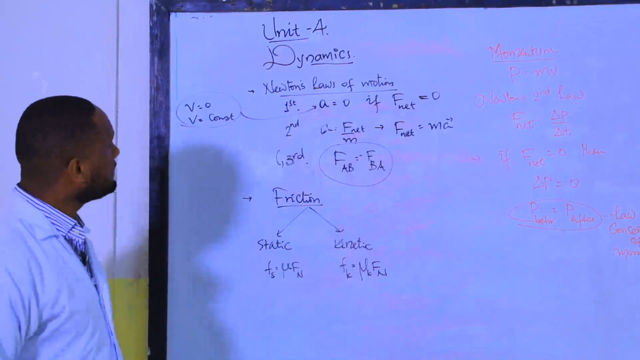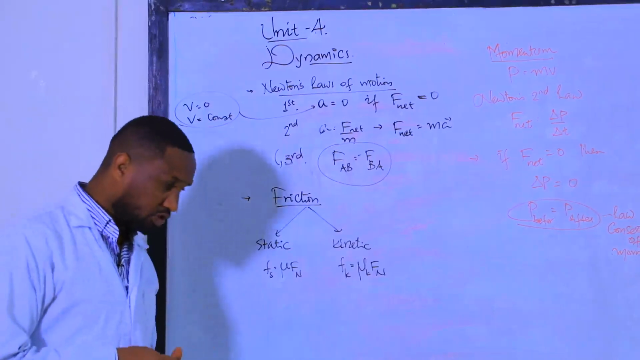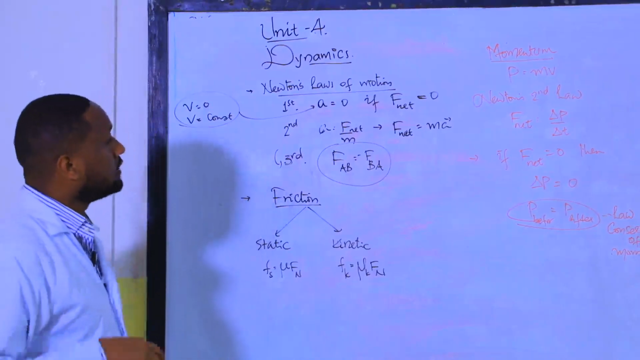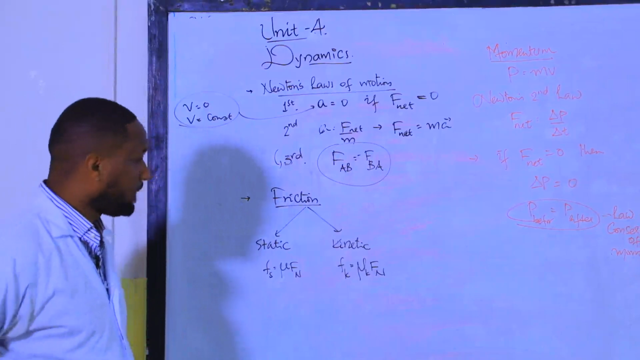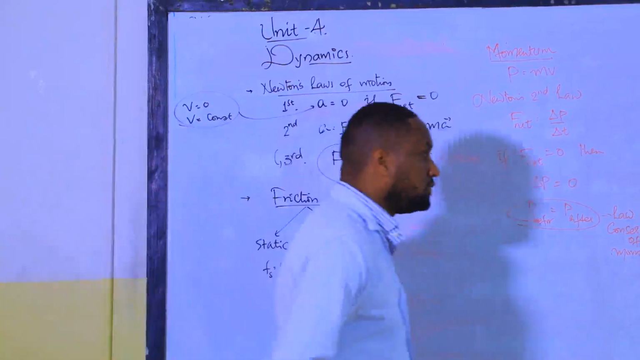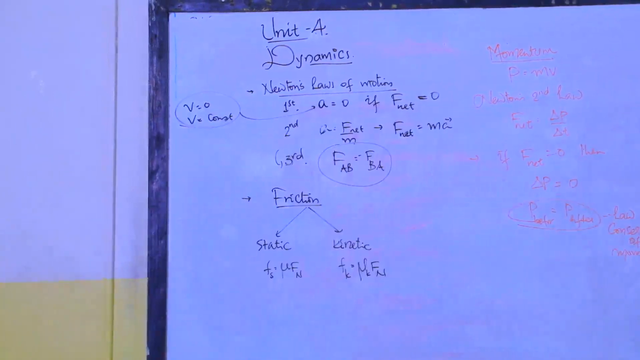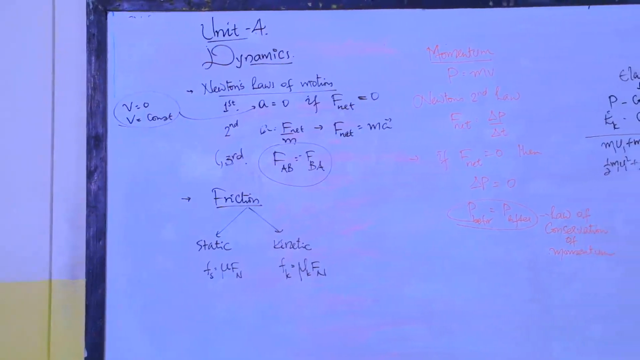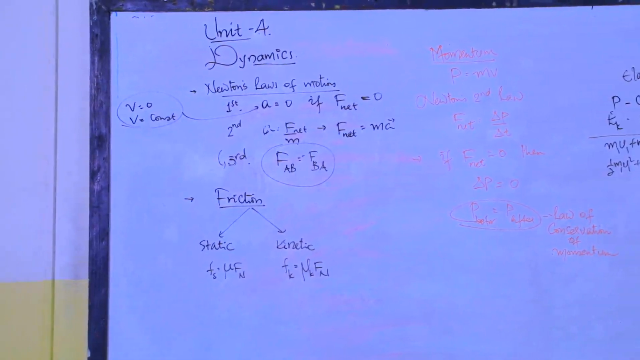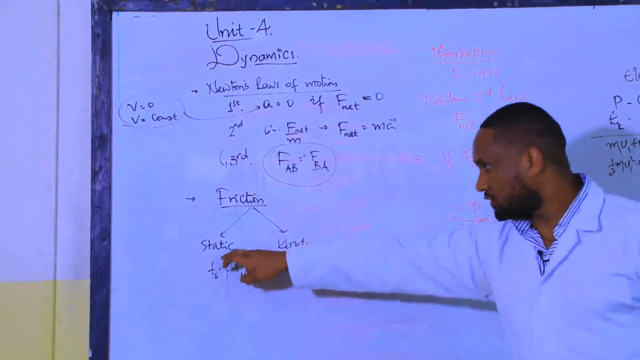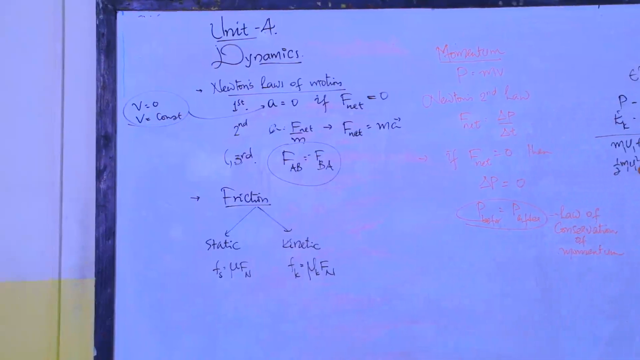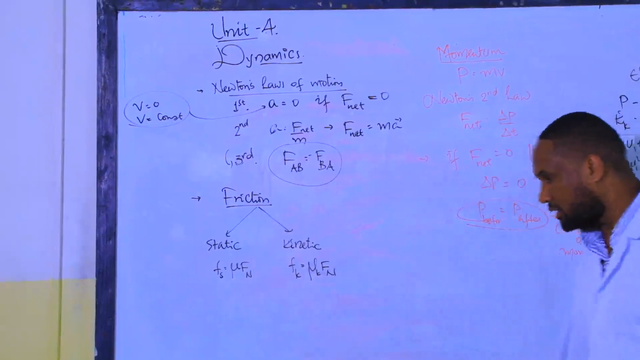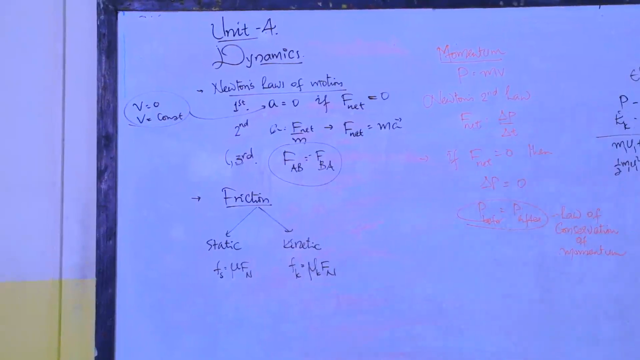Another concept in dynamics is friction. Friction is a force that opposes the motion of objects, and it's always parallel to the line of motion of the object. And for frictional force, there are two kinds of them. The first one is static and the second one is kinetic. Static is the resistance force between two objects when they are at rest. Kinetic is when they are in relative motion, okay?